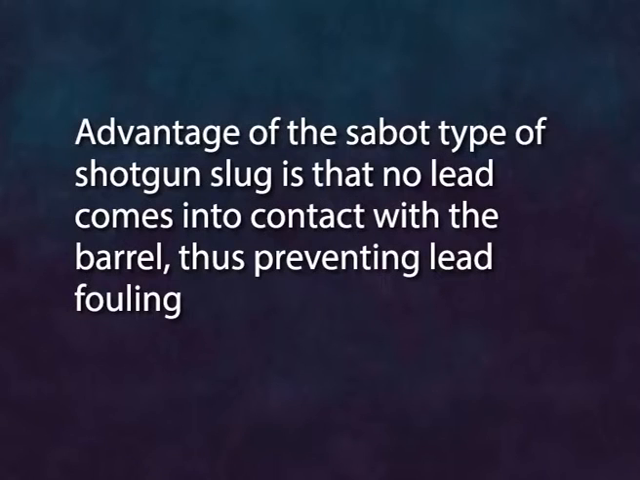The smaller projectile held within sabots will have a much flatter trajectory and will travel at much higher velocities than the more traditional Foster or rifled slug. Saboted slugs will, when fired from a rifled barrel, produce near rifle type accuracy. Another advantage of the sabot type of shotgun slug is that no lead comes into contact with the barrel, thus preventing lead fouling.